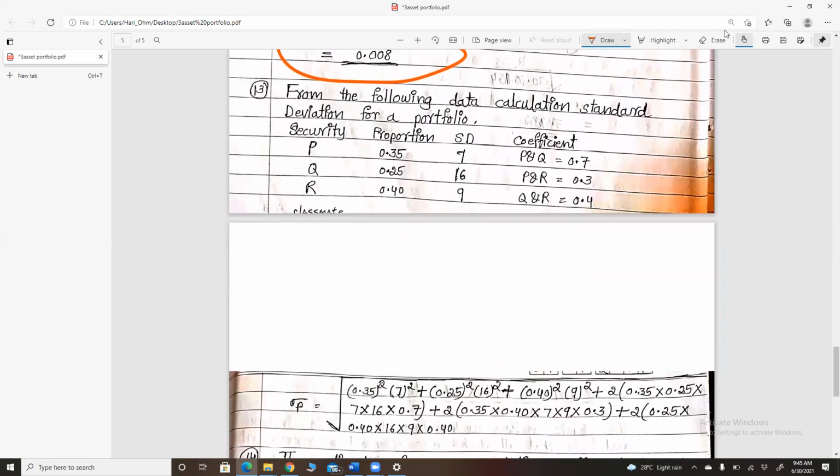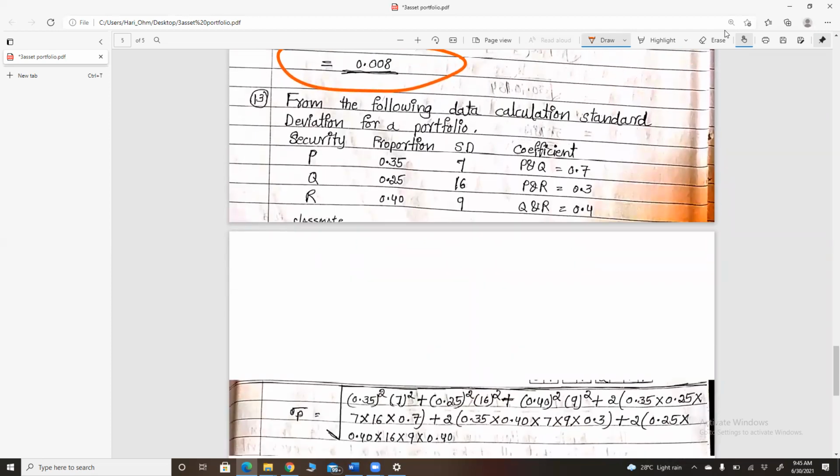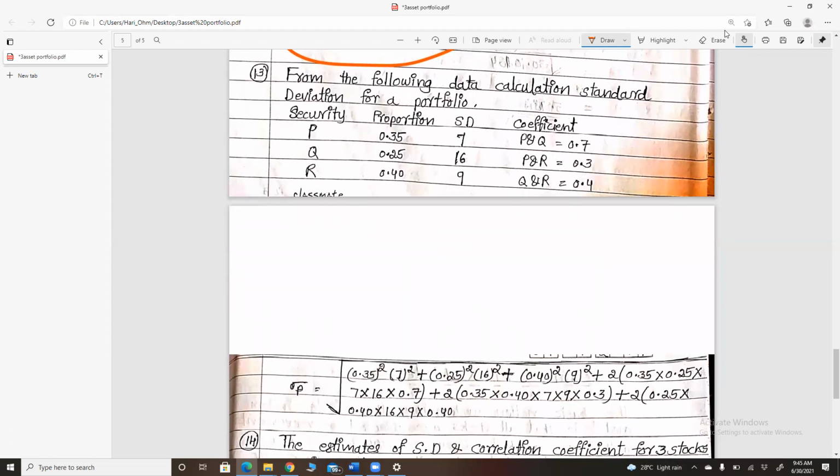And the next one is very easy. Here you need to calculate only portfolio risk. Let's see. From the following data, calculate standard deviation for a portfolio of securities P, Q, R, with proportions 0.35, 0.25, and 0.40. Standard deviations are given: 7, 16, and 9. Correlation coefficients are directly given: P and Q 0.7, P and R 0.3, and Q and R 0.4.